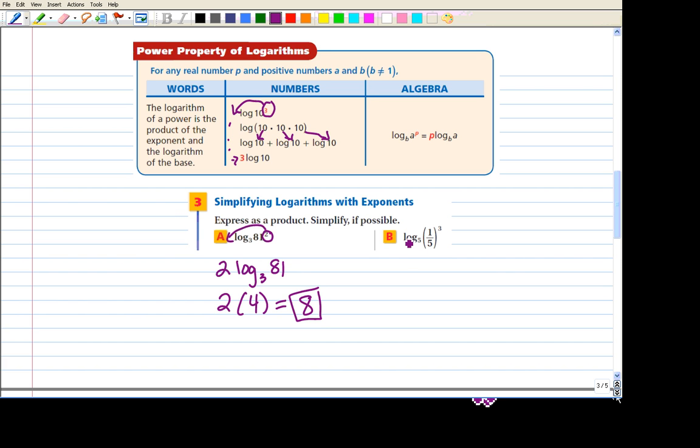Let's look at example B. Log base 5 of 1/5 to the third. Again, take that exponent, just go ahead and move it to the front, so we'll have 3 times log base 5 of 1/5. Okay, so that 3 will stay there in the front, but 5 to what power gets me to 1 over 5? Well, that flips, so that means that is a negative 1. So 3 times negative 1 is negative 3, and that is our simplified expression.